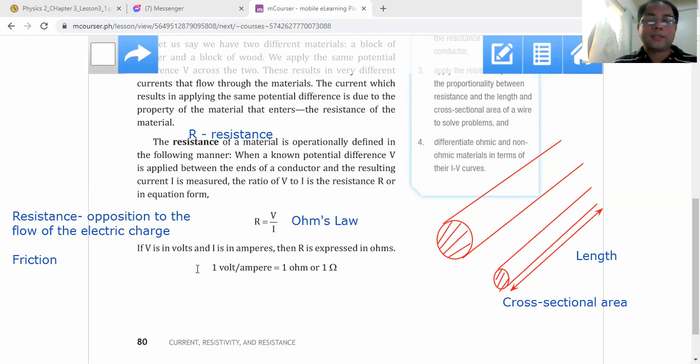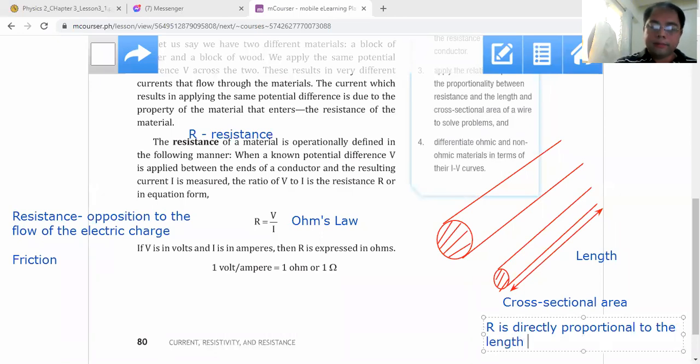But what affects this resistance as well? If we are thinking about wire, what we usually find is that the resistance R is also directly proportional to the length of the wire, which we call L. So R and L are directly proportional. Longer length has higher resistance.